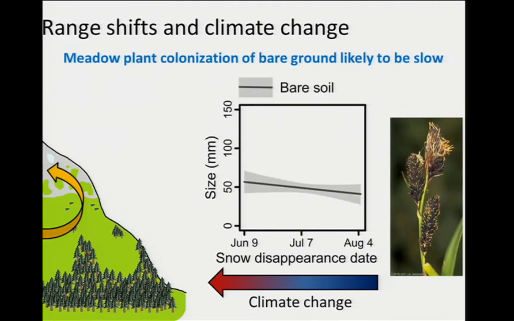Another conclusion we might draw is that meadow plant colonization of bare ground is likely to be slow, because for meadow species planted in bare soil, we don't really see any positive effect of earlier snow disappearance date on seedling growth or survival, and so there's no reason to expect that they might rapidly colonize bare ground above their current range limits as climate change progresses.